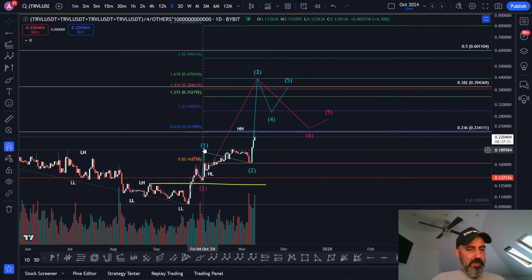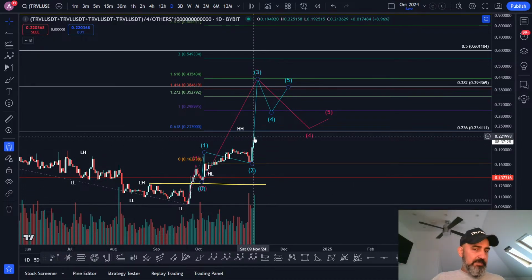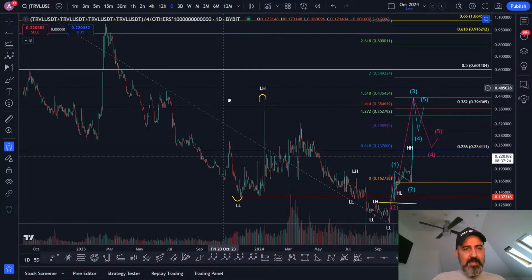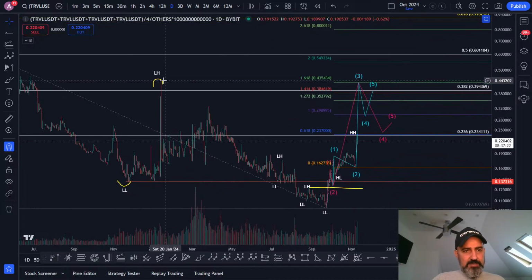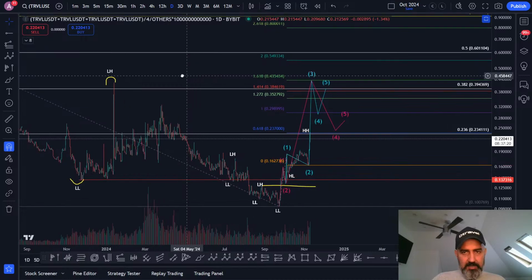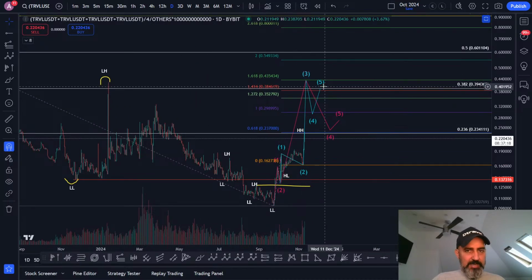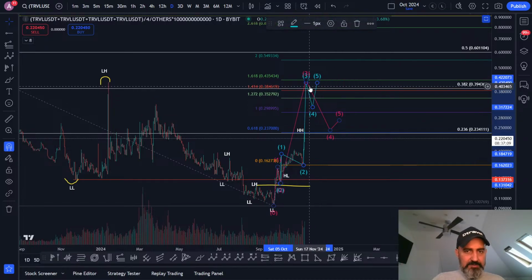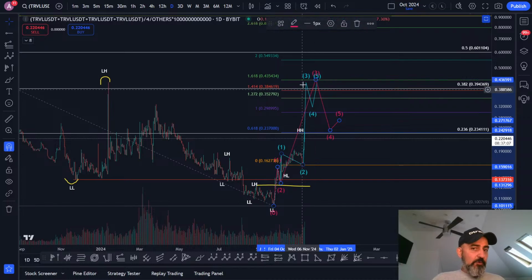This is the first wave. We've had the first wave here. This is wave 2. This is the first wave. We're in wave 3. And taking out this lower high here, this pivot high, would take us to the 1.618. So that's my target on this next wave, the wave that we are at now. I don't know if we're going to get there in the third wave, or if it's going to take a wave 3 and a wave 5 to get there.